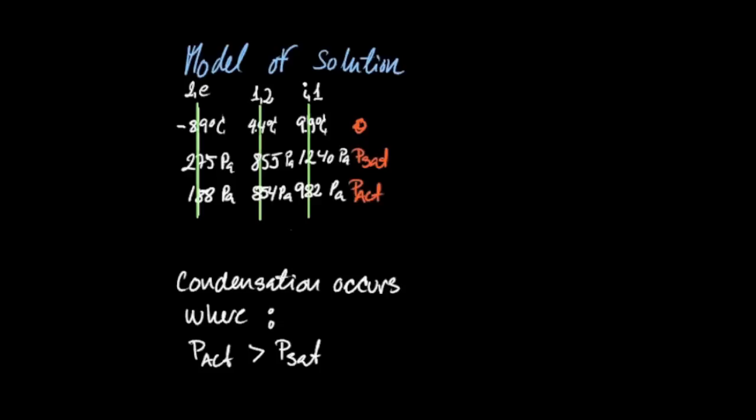As you can see, I have set up the results in a model of solution, and that is of course because then it's easier to compare P saturated with P actual. And if you look, you can see that here could be a problem, because if the relative humidity is going to be higher, then this one will be bigger than the saturated amount of water vapor in layer 1,2. Remember that condensation occurs where P actual is bigger than P sat.